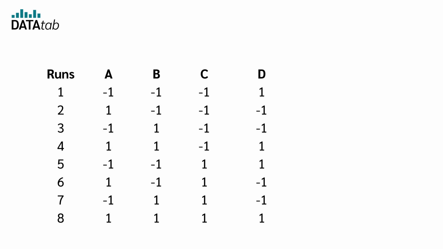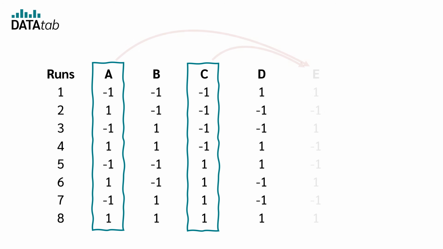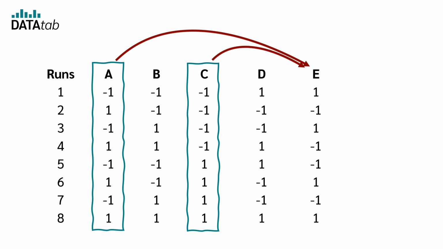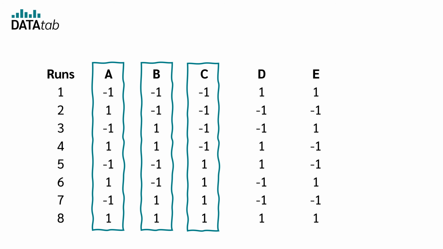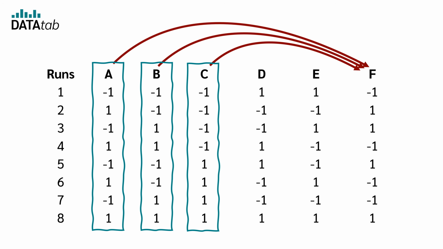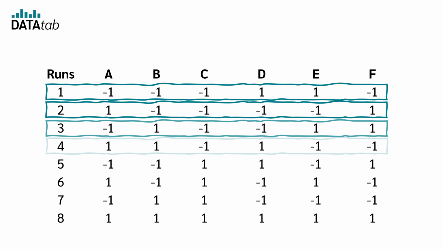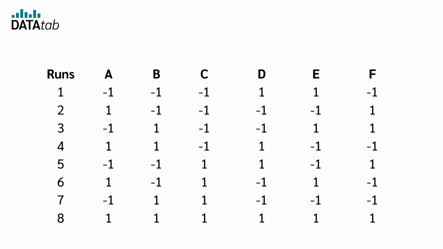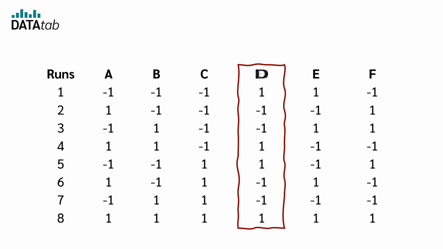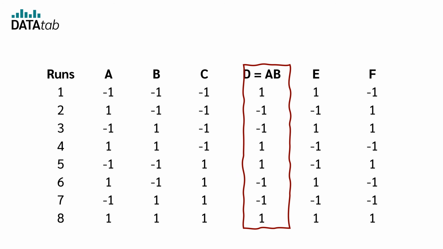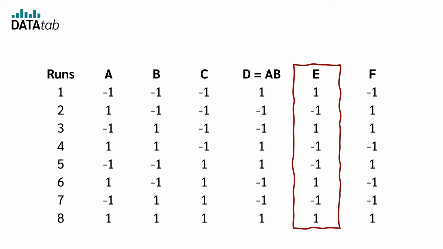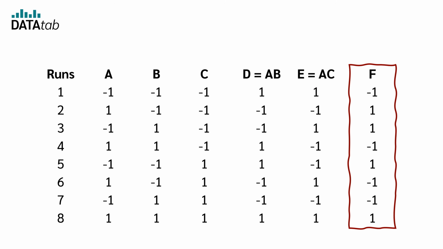In the same way, we can now take the interaction of A and C and also measure factor E, and the interaction of A and B and C and measure factor F. Therefore, in this case, we measure 6 factors with only 8 runs, but we can no longer distinguish the factor D from the interaction A and B. We can no longer distinguish the factor E from the interaction A and C, and we can no longer distinguish factor F from the interaction A, B, and C.